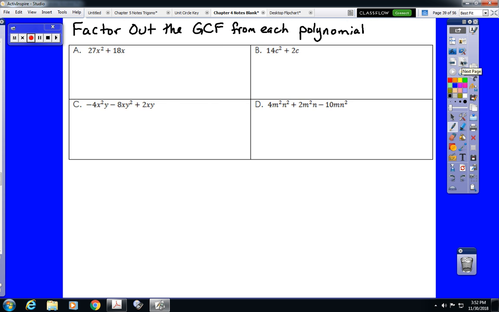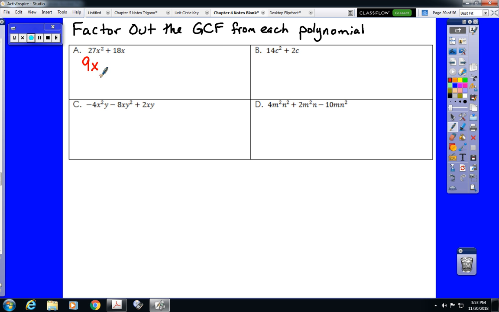Okay, moving into factoring the greatest common factor out of each polynomial. What we're going to be doing is looking for the greatest common factor of our terms and then factoring that out of the polynomial. Now when we factor a greatest common factor out, what we're really doing is the opposite of distribution. So we're going to be dividing. So if we look at the first one, 27x squared, 27 is divisible by 9, as is 18. So our greatest common factor for 27x squared and 18x would be 9x.